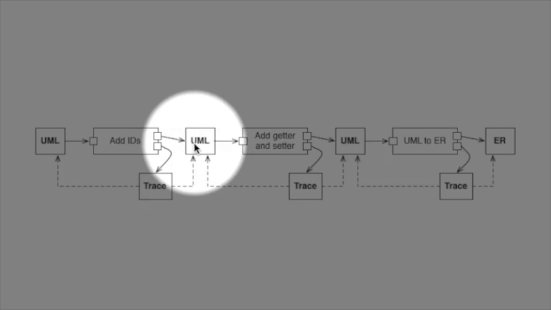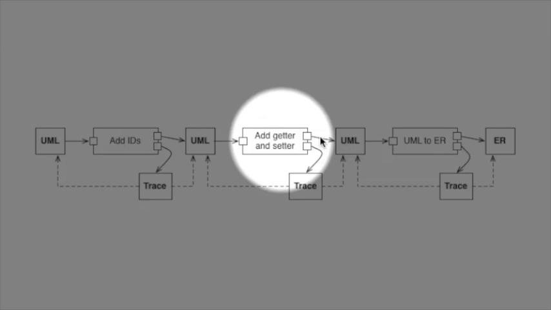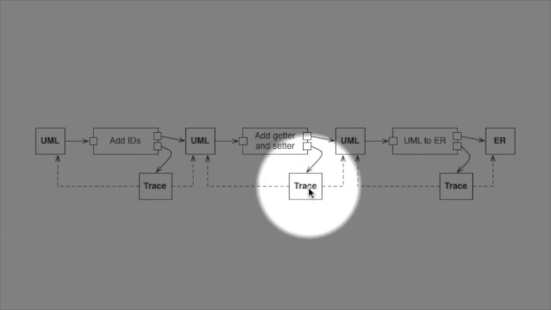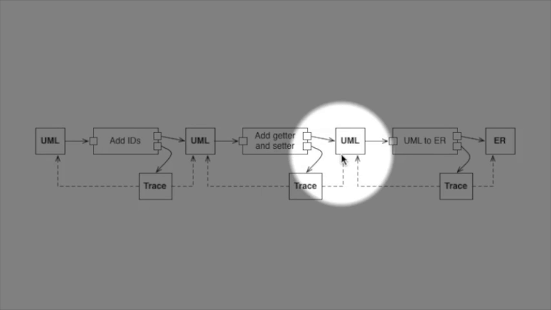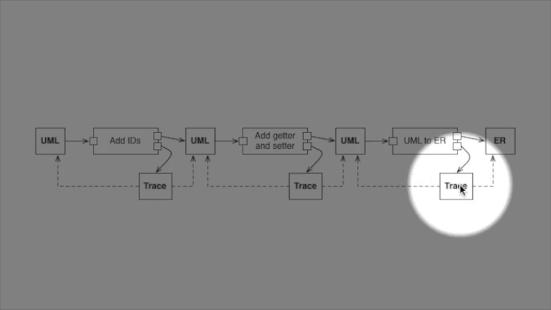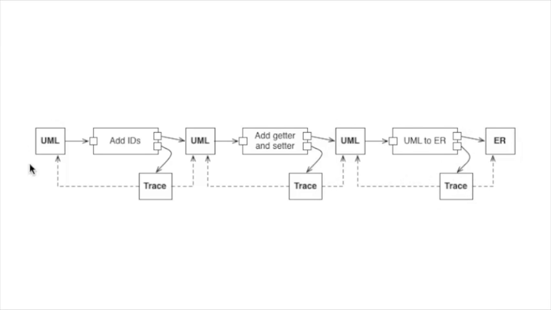Then a second transformation, add getters and setters, and again a UML model is created and a trace model. Finally, the last transformation transforms the UML model into an ER model and a trace model again. The whole transformation chain is set up and executed via UnityEye, and finally visualized with the UnityEye visualizer based on GEF 3D.